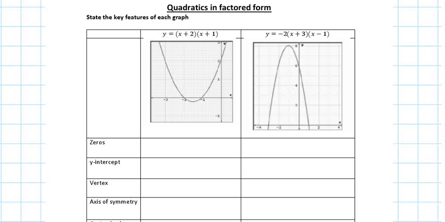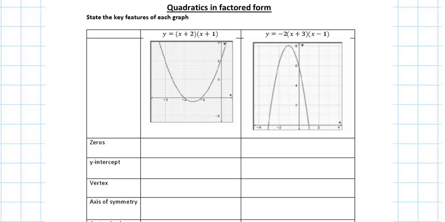So we're going to state the key features of each graph. We have the equation up here, but we also are given the graphs, okay? We're going to look at the graphs, and then state the zeros, y-intercept, vertex, axis of symmetry, and all of this. You guys have seen this before. It's not new to you, okay? I know that the graphs are not that clear, but we'll try our best.